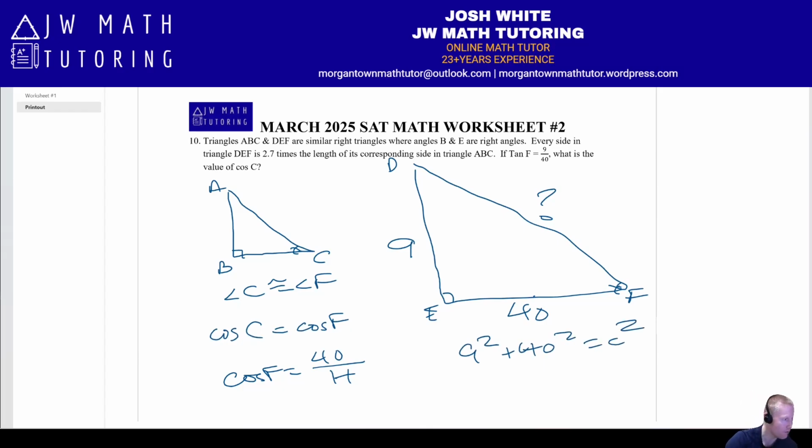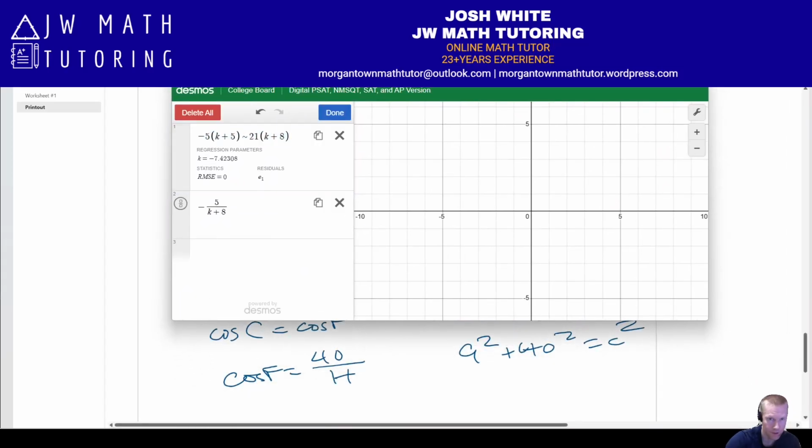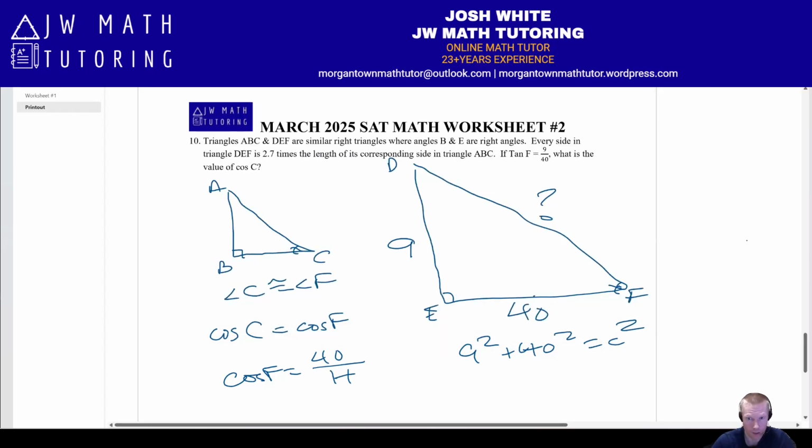This is an example where I think using regression in Desmos is so much quicker and so much easier, because you can literally just type 9 squared plus 40 squared, then the tilde, c squared. Okay, so c, the hypotenuse, is 41. Therefore, cosine F is 40 over 41. That means cosine C is also 40 over 41, and that's our answer.